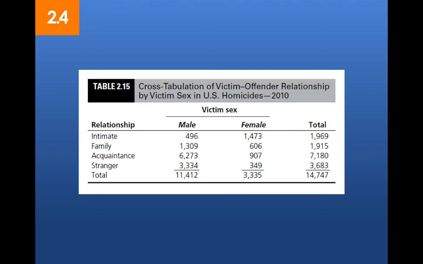Here we have the relationship between a victim and an offender in a homicide, based on the victim's sex. In intimate relationships, 496 were men and 1,473 were female. This is a crosstab. You've seen tables like this your whole life. You just didn't know they were called crosstabs.